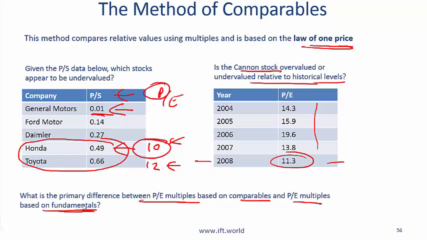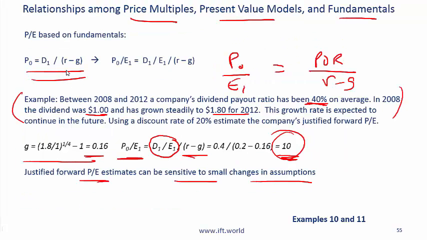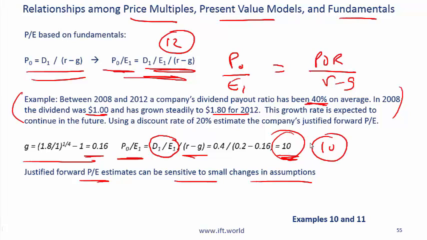In the method based on fundamentals, which we saw on the previous slide, the PE is based on the fundamentals of the company. So it's based on the dividend of the company, the required return, the growth rate, and so on. So how do you decide whether or not to buy a stock based on the fundamentals? Let's say you come up with a PE of 10. And then you look at the actual market price, and you look at the expected earnings, and this turns out to be 11. Would you buy the stock or not?